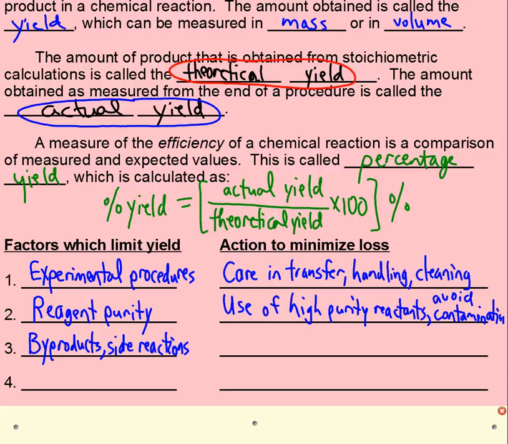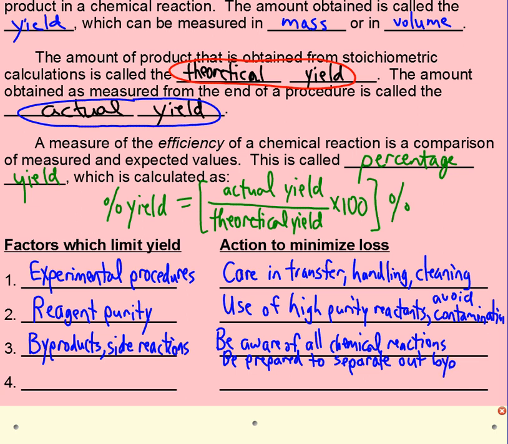So the action to minimize the loss would be to be aware of all possible chemical reactions, and probably be prepared to separate out byproducts. So it's not so bad if the byproducts are formed, and in some cases the byproducts could actually be beneficial or useful in industry.